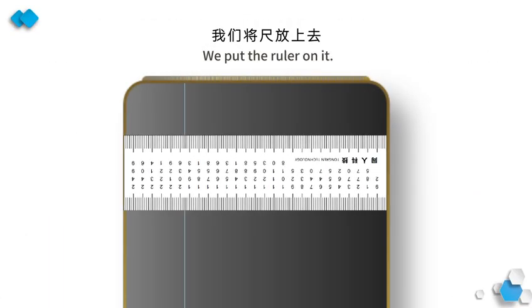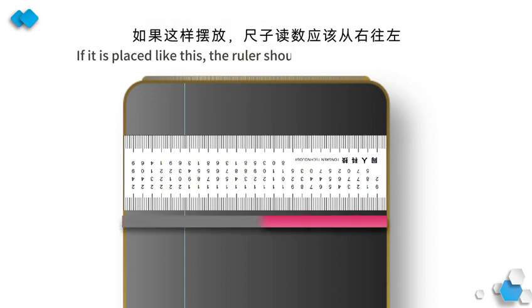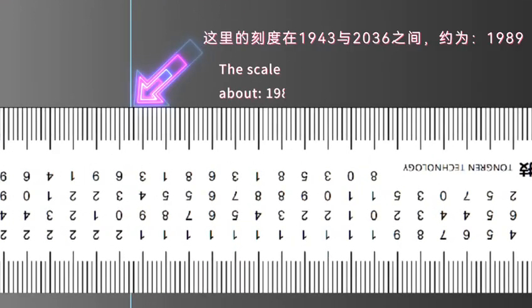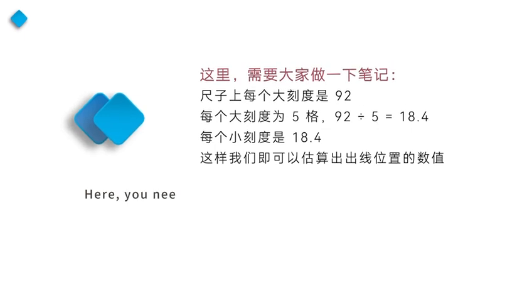If a bright line appears on the screen, how to look at the corresponding value? We put the ruler on it. If it is placed like this, the ruler should be read from right to left. The scale here is between 1943 and 2036, about 1989. Here, you need to take notes.